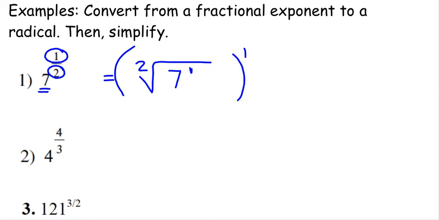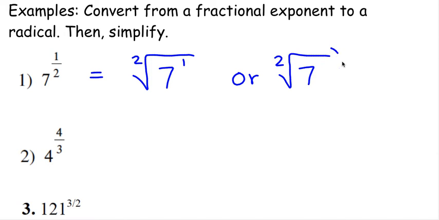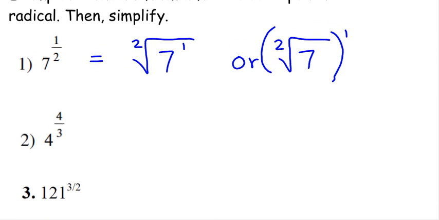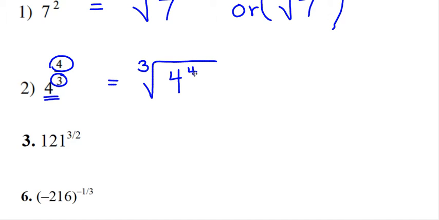I'm just going to erase that for a minute. So it can either look like this: 7, index of 2, first power, or 7, index of 2, raised to the first power. All right. Let's go down and do a few more problems here. So our base is 4. Our denominator is 3, so that means it's going to be a 3rd root. And then our power is 4.